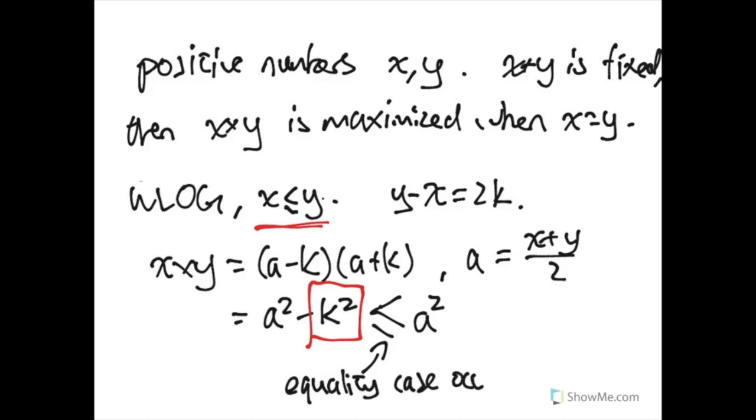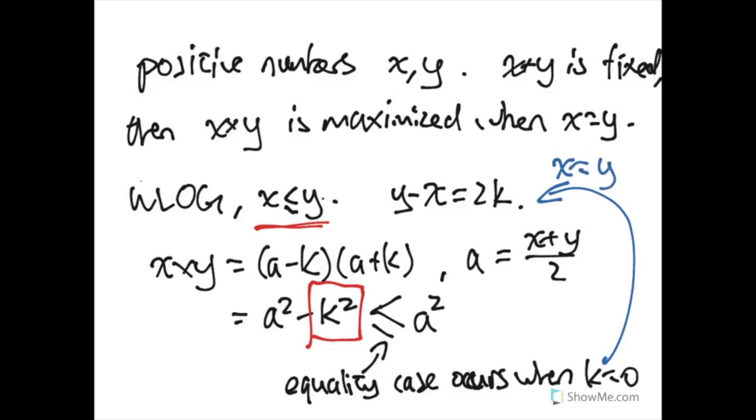And the equality case occurs when k is equal to 0. And if k is equal to 0, then going back here, we see that x has to be equal to y. And so the equality case occurs when x is equal to y. And so this proves the above theorem.